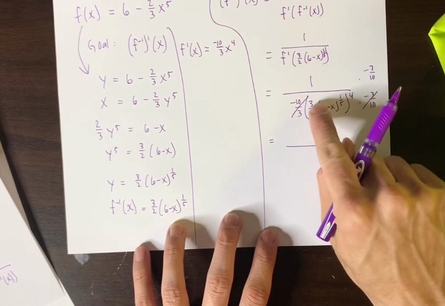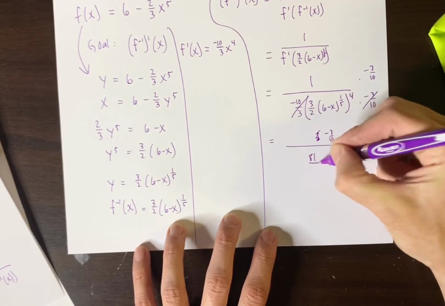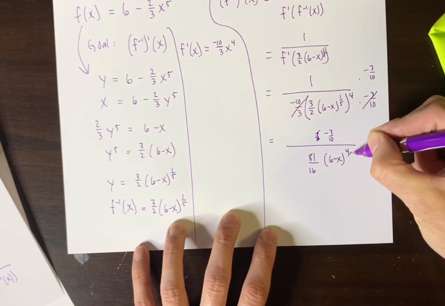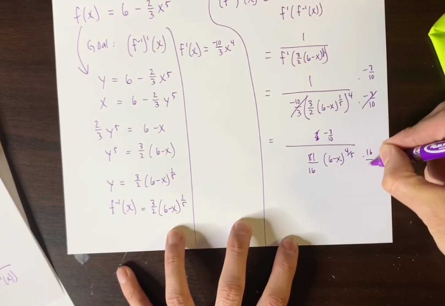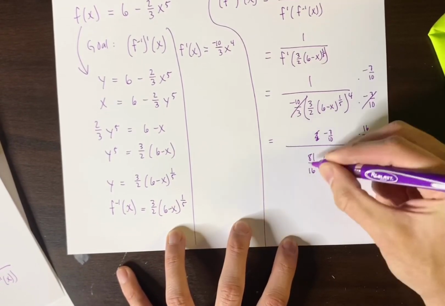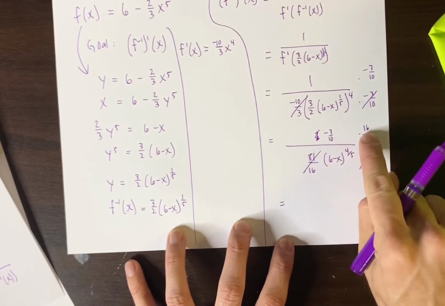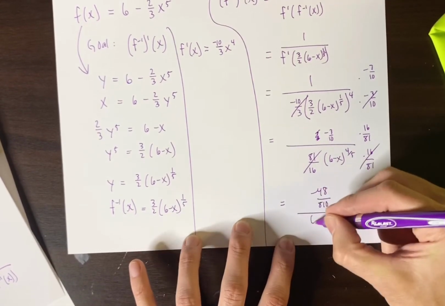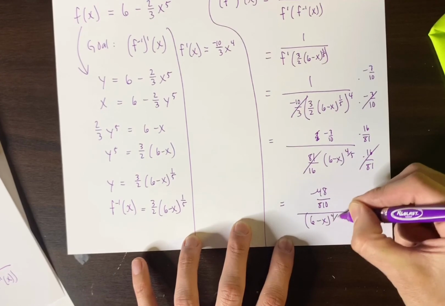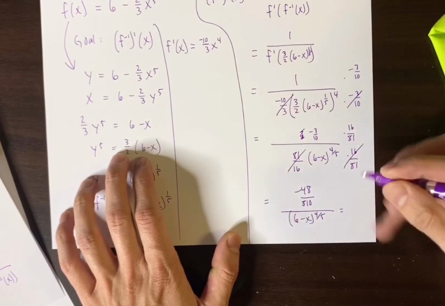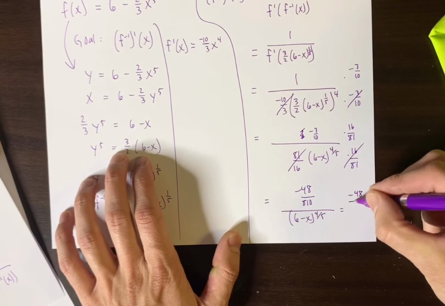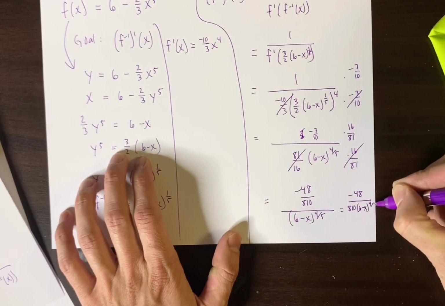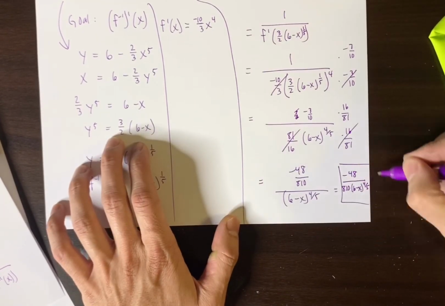Everything's raised to the power of 4. So that's 3 to the 4th, which is 81. 2 to the 4th, which is 16, times 6 minus x to the power of 4/5. And in like fashion, I'll go 16/81, 16/81, these knock out. So I have negative 48 over 810 sitting on top of 6 minus x to the 4/5. If you want, I could drop the 810 down below. Pardon the sloppy writing, but that would constitute my final answer right here in the bottom.